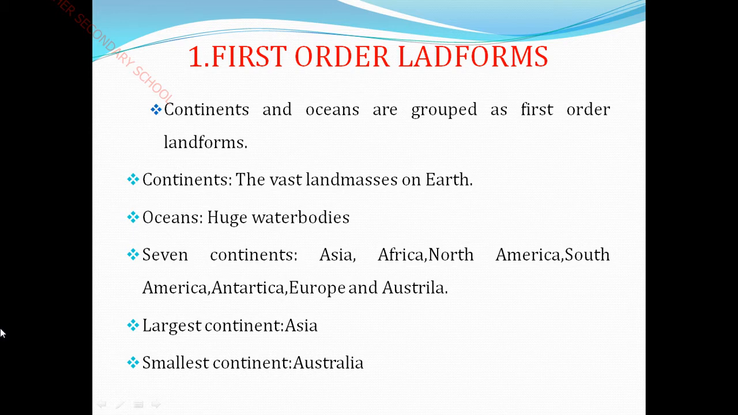And the oceans. What are the 5 oceans on our earth? Pacific, Atlantic, Indian Ocean, Southern Ocean and Arctic Ocean. One thing you have to know: among these oceans, the Pacific is the largest ocean and the Arctic Ocean is the smallest ocean.